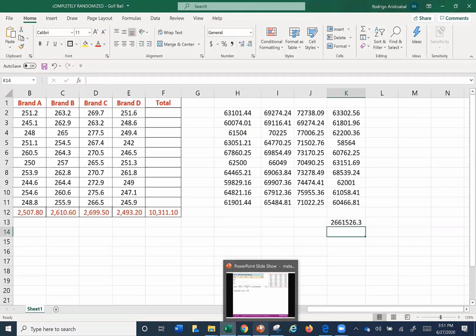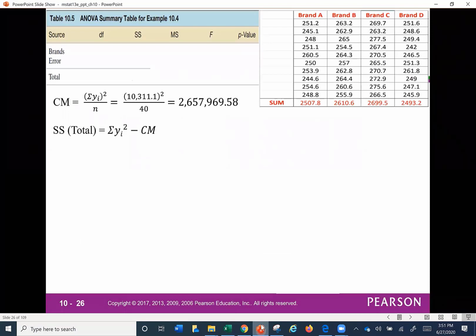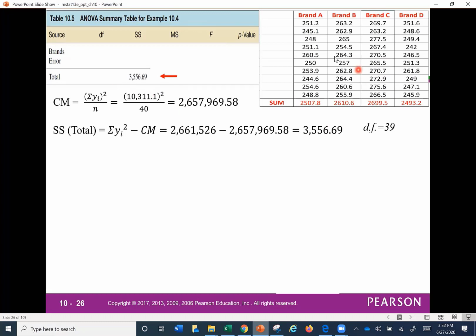And let's return to our table. We plot these values there: 2,661,000 minus the correction. That is equal to the total sum of squares with respect to the overall mean, which is 3,556. We need to input this value here, and the degrees of freedom will be equal to n minus 1. Because we have n values, the degrees of freedom will be n minus 1, 39.